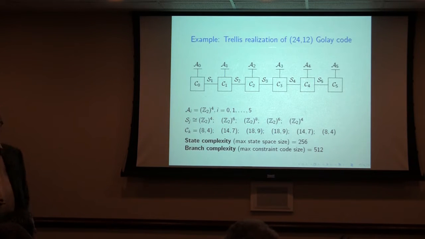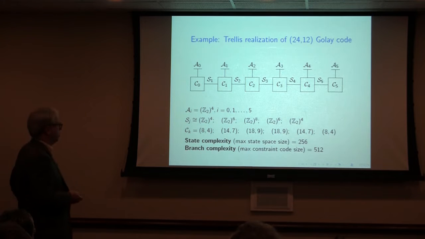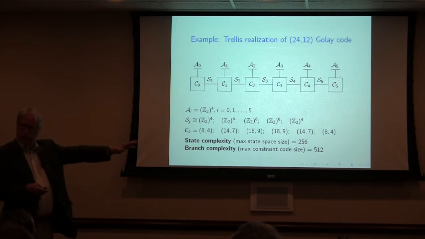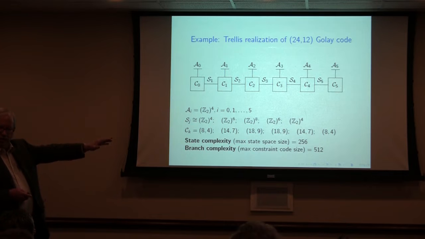Okay, give you some examples. Trellis realization has a sequential chain graph corresponding to a time axis, which in our case is a finite time axis.